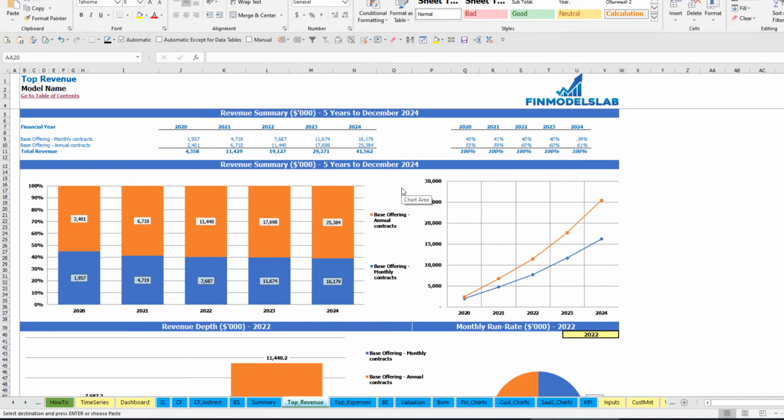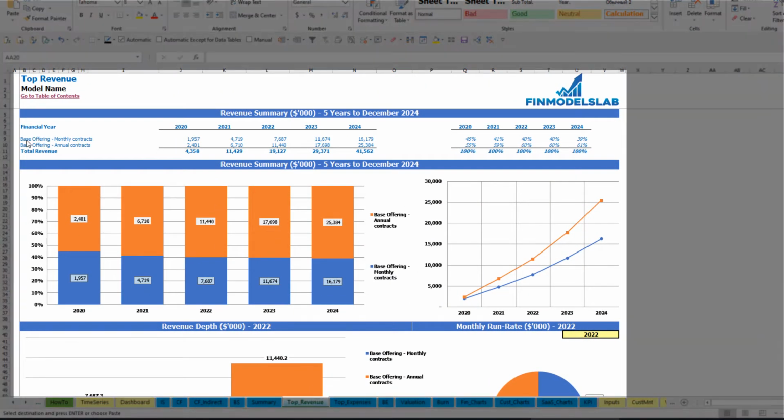On the top revenue tab, you may see the breakdown of your revenue by monthly contracts and annual contracts revenue, as well as the breakdown of absolute values by years and the breakdown of percentage allocation by years. On the charts below, you may see the same information. So this is the percentage breakdown and absolute values breakdown by years.